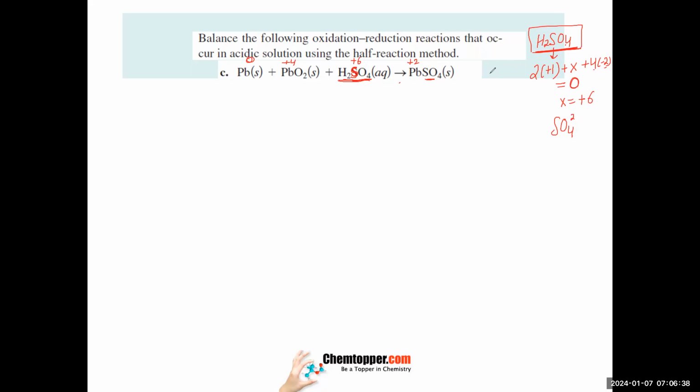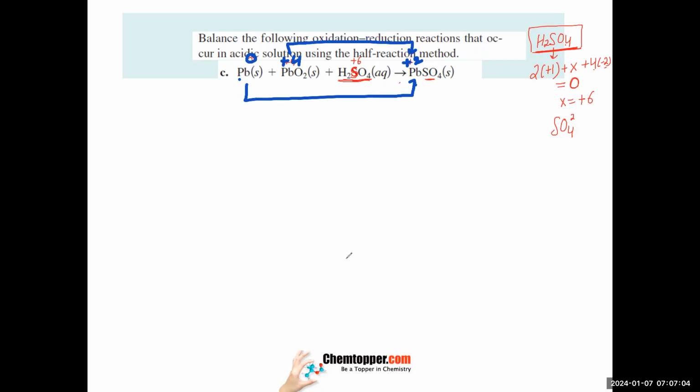Lead. Yes, Sanjana. Good. What about the rest of you? Sarayu, it's written here. You can check. This is 0. This is +2. This is +4. And this is +2. So Pb is undergoing oxidation and Pb is also undergoing reduction.